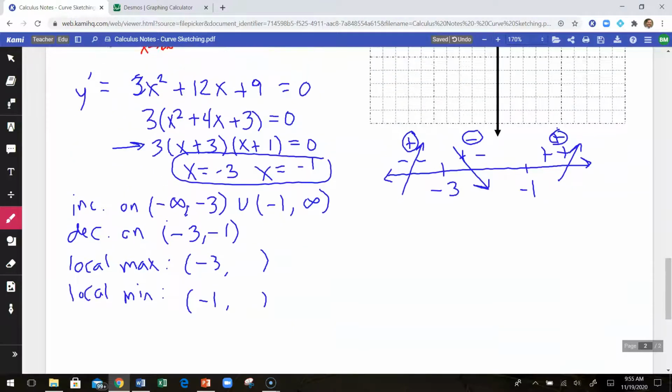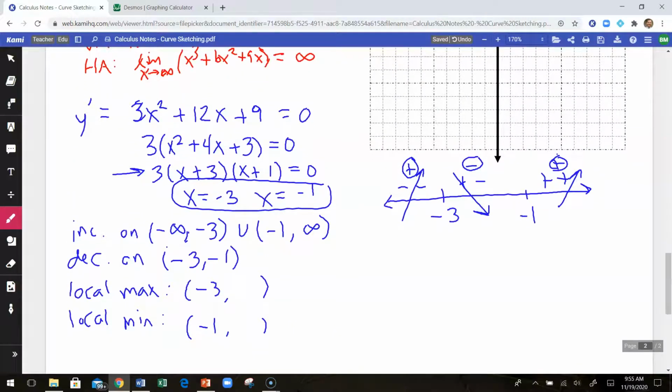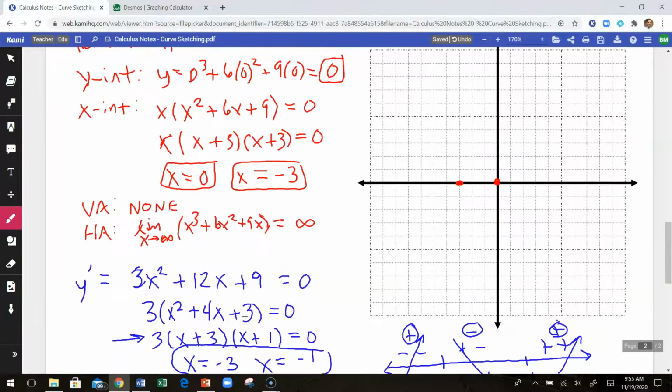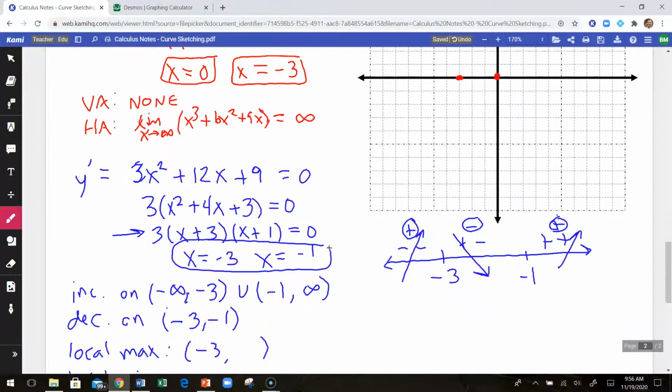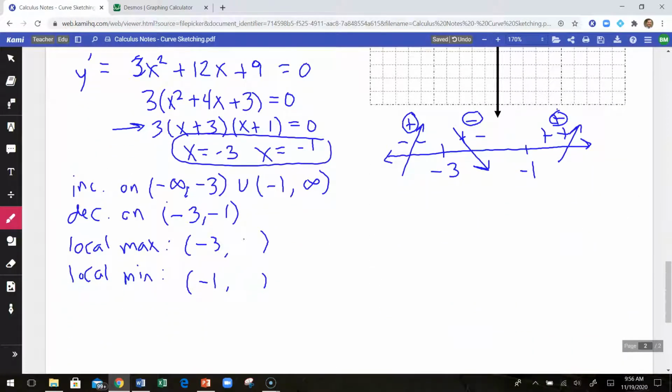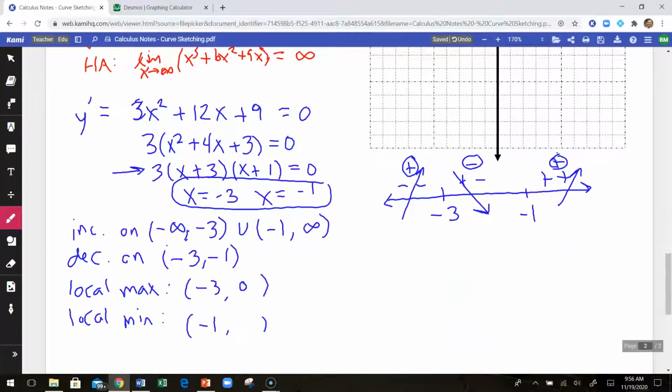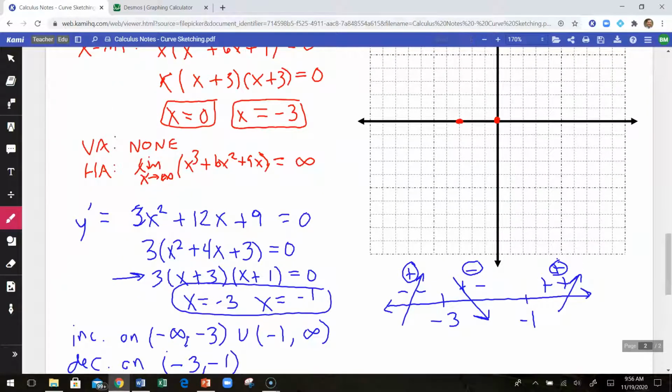Okay. So how do we find those y-coordinates? Remember, if you want the actual coordinate point of your local max or local min, you need the y value. You need to go back to the original function and plug those in. So if I plug in -3, I already know that -3 is an x-intercept. I already know that the y-coordinate there is 0. So I know that my local max is at -3, 0. And I'm going to highlight that again to know that this is going to be a local maximum here.